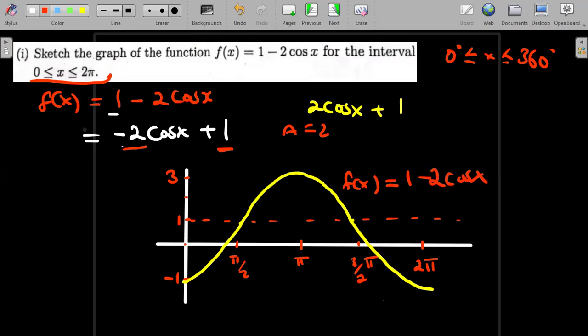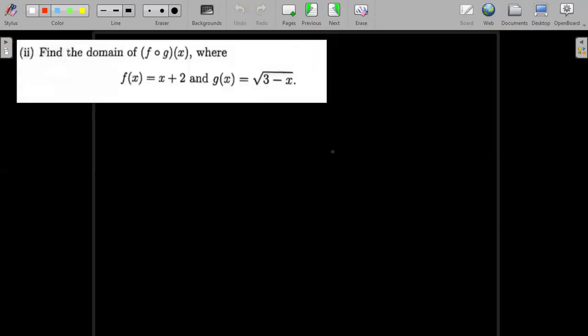Do I have any questions? This is how you graph this graph. Any question? All right, guess that's clear. Let's move on to the next question. So our next question is this one, and it's easy.